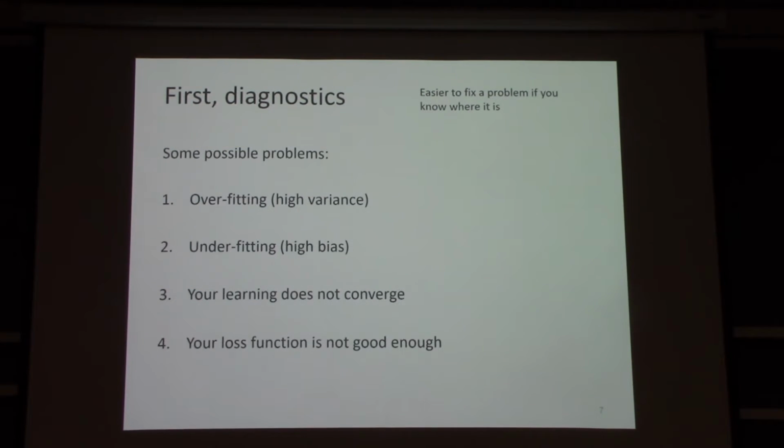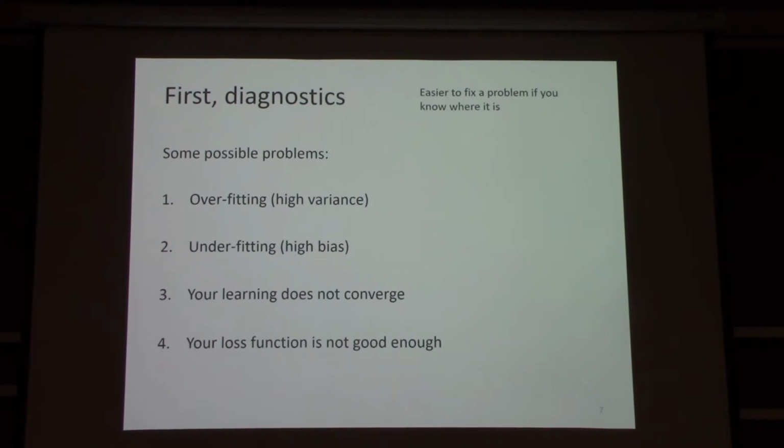In order to do that, you need to first diagnose where your problems are. You need to know what is causing the problem before you even start to fix it. And from the entire semester, we know that there are a few ways in which your classifier can be wrong. Your classifier could be overfitting your training data. In other words, your classifier might have high variance. Your classifier could be underfitting your training data, which means that your hypothesis space has high bias.